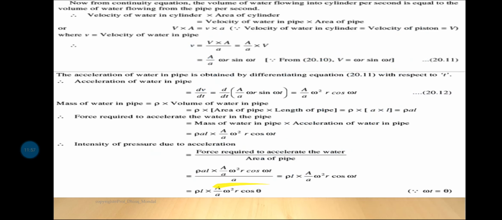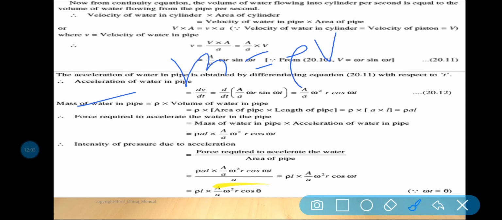Clear? Now can I calculate the mass of water? Mass of water is equal to what? Rho into volume, and we can write volume is equal to A into L, that means area into length.